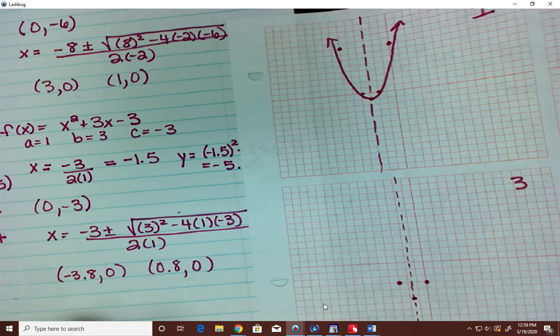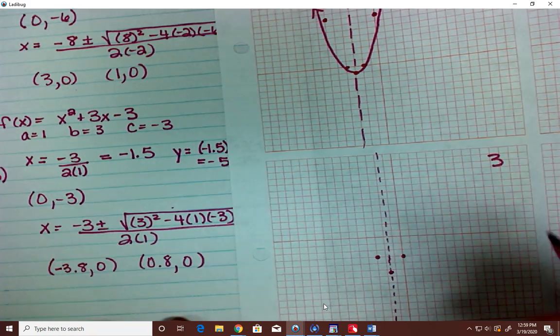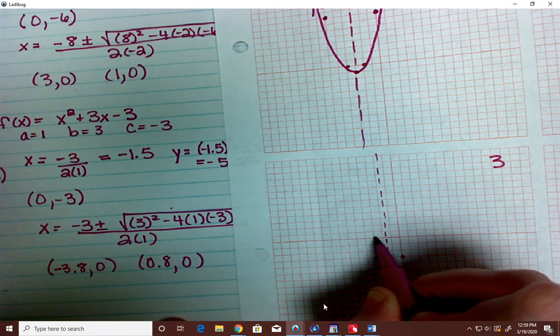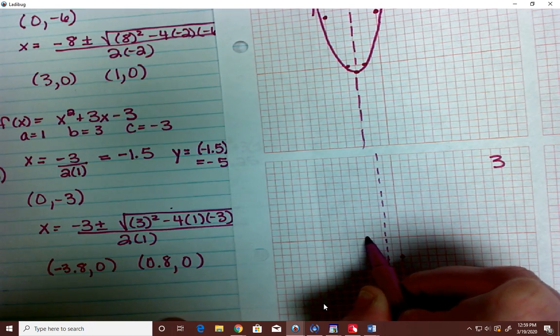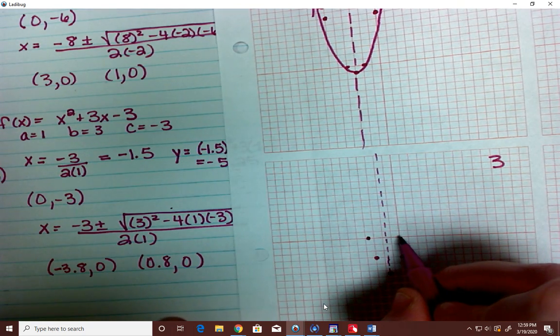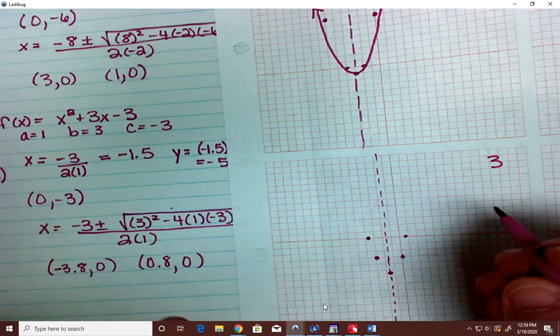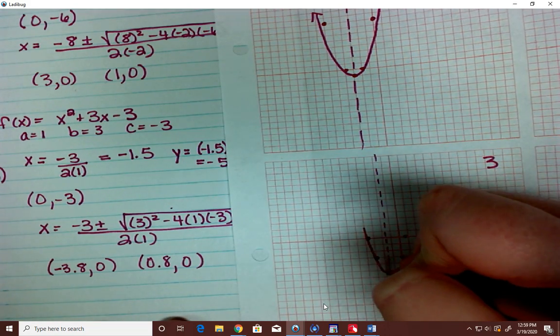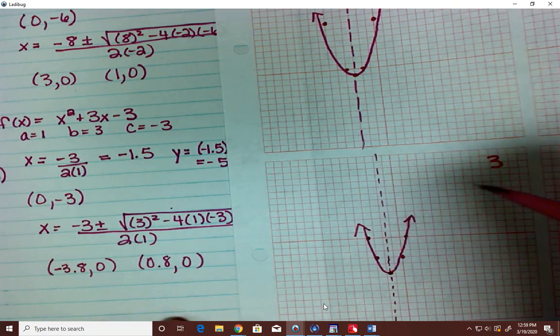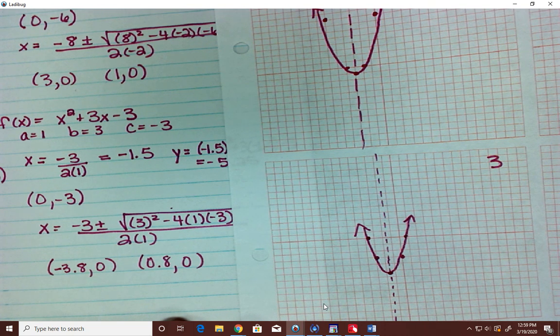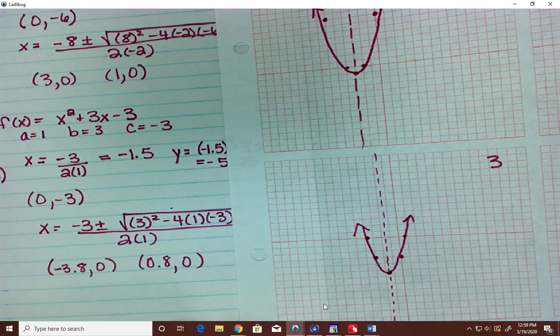So we're just estimating when we draw these on there where that would go. So negative 3, 1, 2, 3, and really close to 4 but not touching it. And then 0.8 is close to 1 but not touching it. And then drawing my parabola.